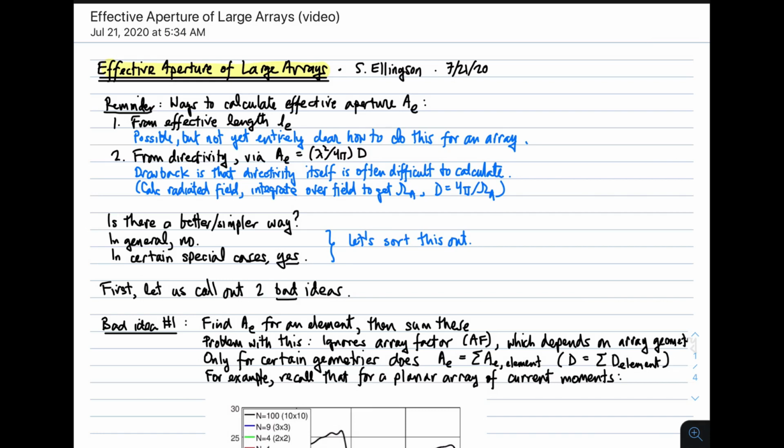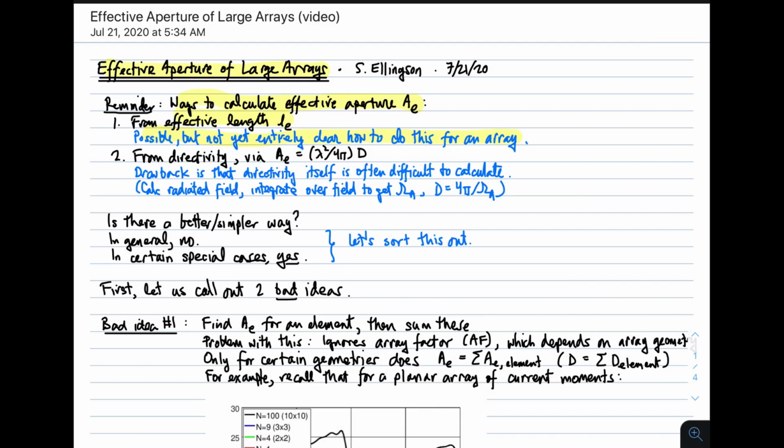There are at least two ways to calculate the effective aperture of any antenna, and those two ways are as follows. First, you could figure out the effective length of the antenna, and from that get the effective aperture. And this is possible, but it's not entirely clear yet how to do this for an array. That is a topic for another lecture.